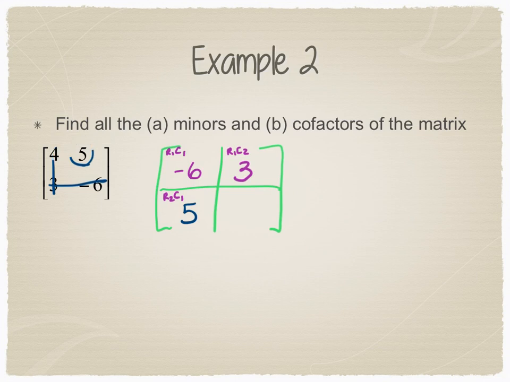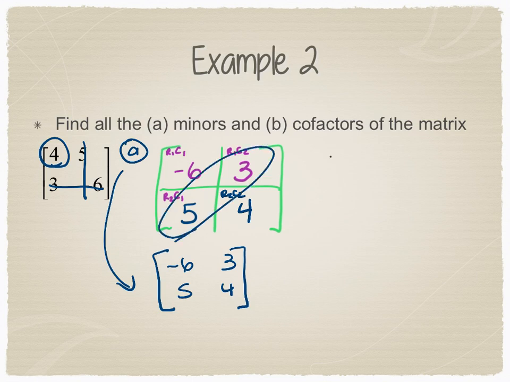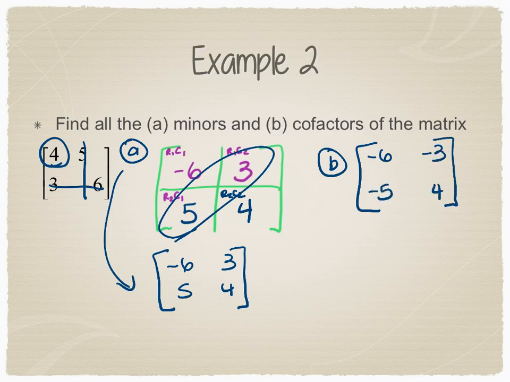And last one is row 2, column 2. We'll cross through row 2, column 2, and 4 is the minor. So those are the minors, -6, 3, 5, and 4. Now the cofactor, we change the signs on these two. So B would be -6, -3, -5, and +4. So they're not always negative, but they are the opposite signs of where we started, the top right and the bottom left.